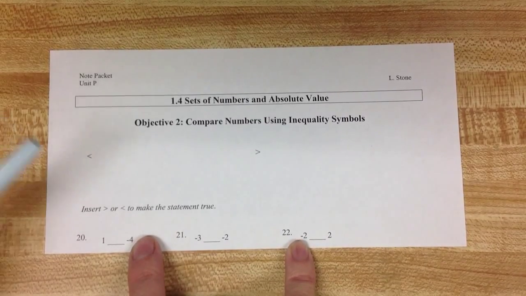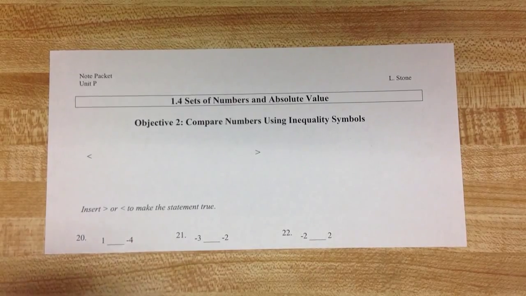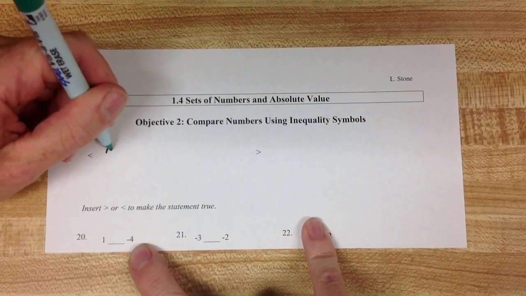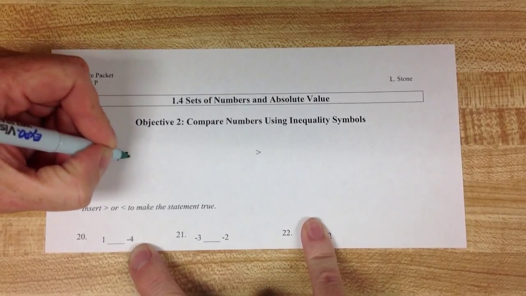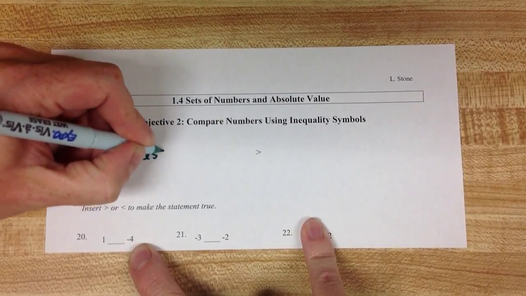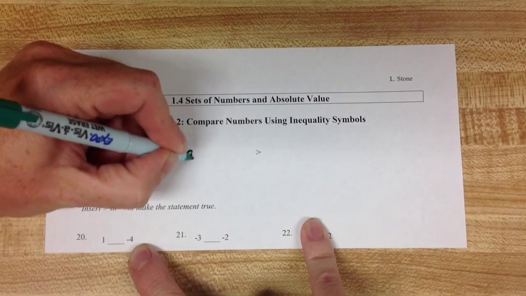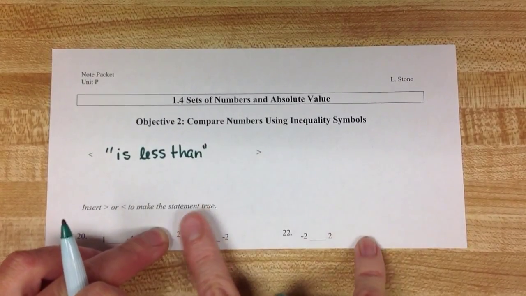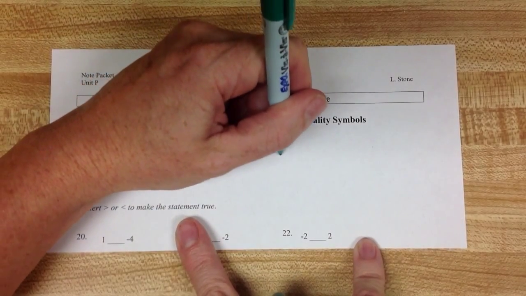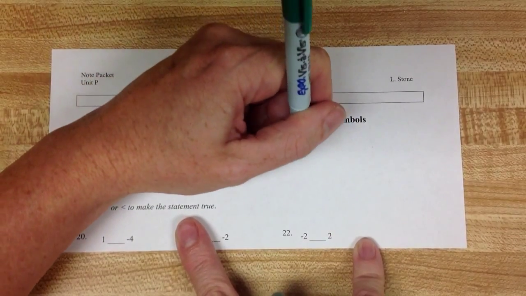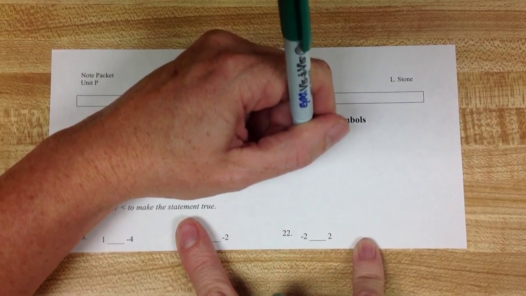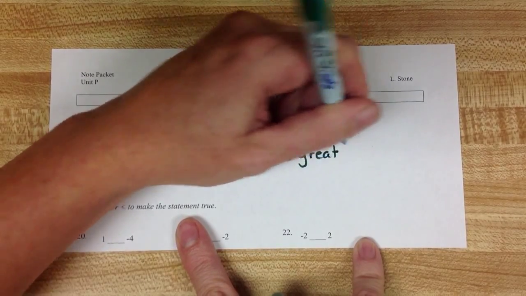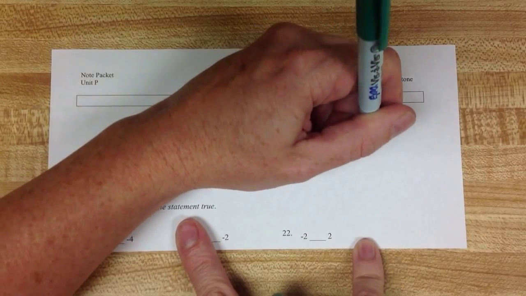So we called this symbol the less than symbol. So when you see it in a math problem, you're going to say is less than. The one that goes the other way is the one that means greater than. So when you see that one in a math expression or equation, you're going to say is greater than.